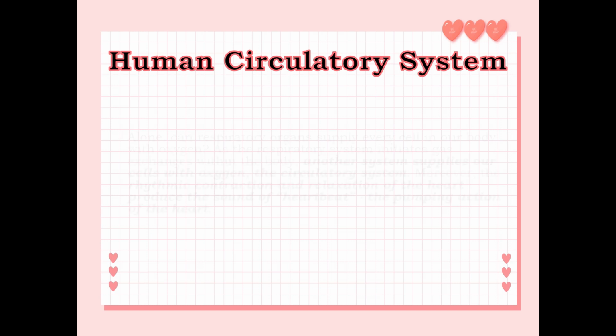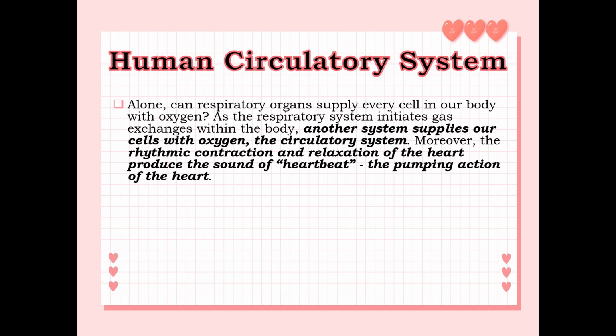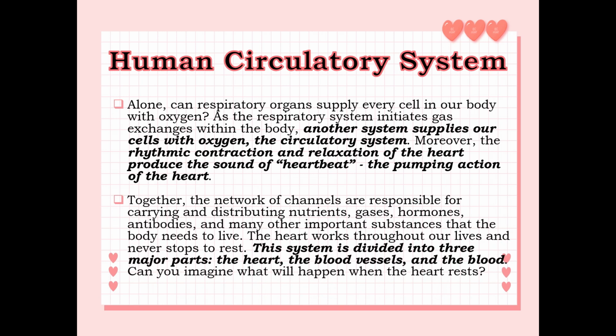Human circulatory system. Alone, can respiratory organs supply every cell in our body with oxygen? As the respiratory system initiates gas exchanges within the body, another system supplies our cells with oxygen, the circulatory system. Moreover, the rhythmic contraction and relaxation of the heart produce the sound of heartbeat, the pumping action of the heart. Together, the network of channels are responsible for carrying and distributing nutrients, gases, hormones, antibodies, and many other important substances that the body needs to live.